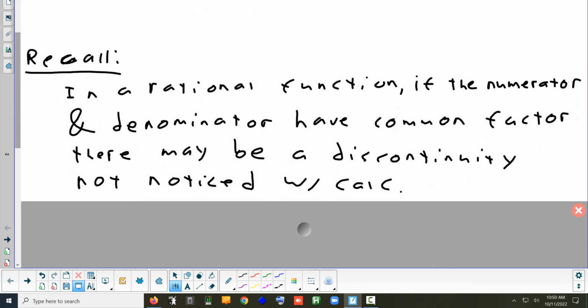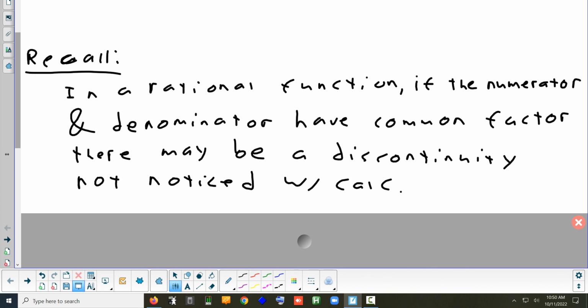So actually, I was just going to remind you of that. If you have a common factor in the top and in the bottom, you can get a discontinuity that can't be seen with the calculator because it's a hole. The hole is infinitely small. The only way we would know that it's there is by looking at an equation. You cannot tell from the picture.